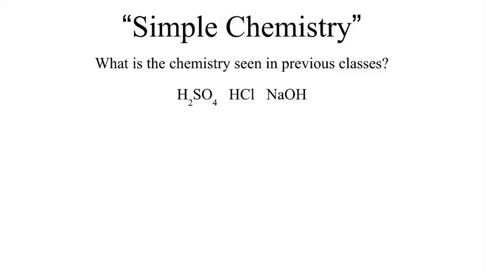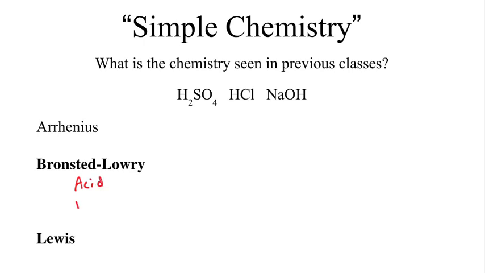I want to go back over some of these slides to readdress some of these definitions. So when we talked about Bronsted-Lowry, we said there were two reactions. We had acid and we had base. Right? What was the definition of an acid?